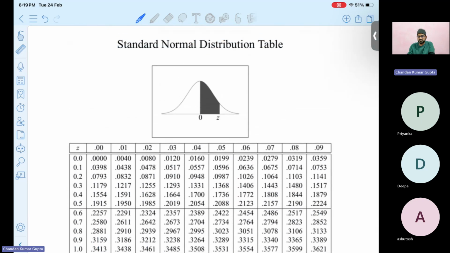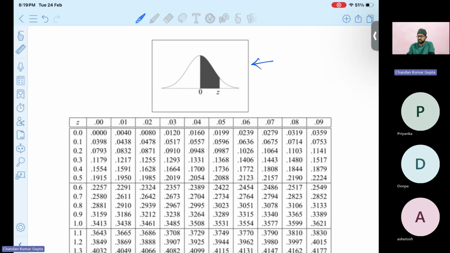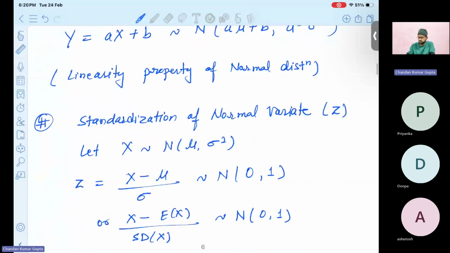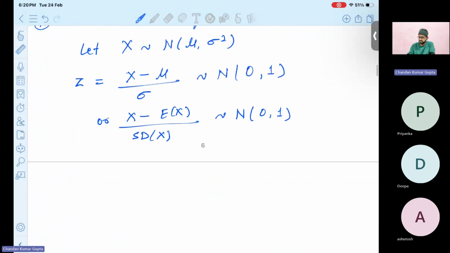And every table has a picture, a graph actually. Here you can see this is the graph. The values given are for 0 to z only. Also, we have one or two more properties of the normal distribution. Actually, there are a lot of properties, but we will discuss some of them.